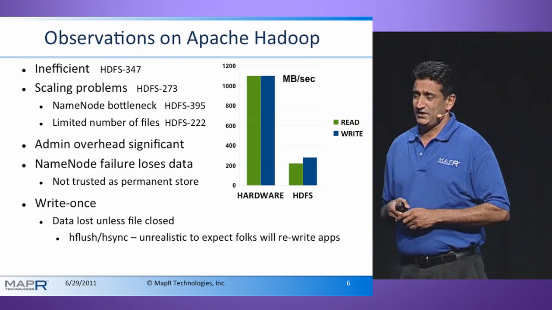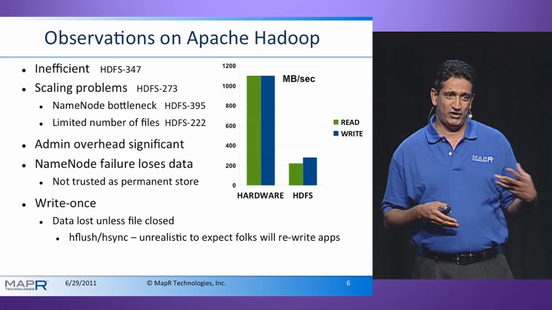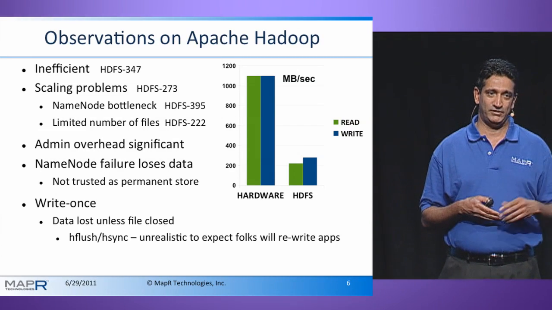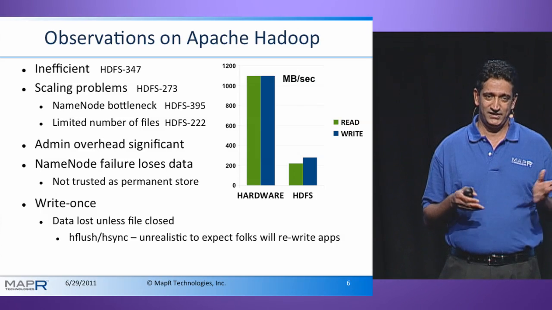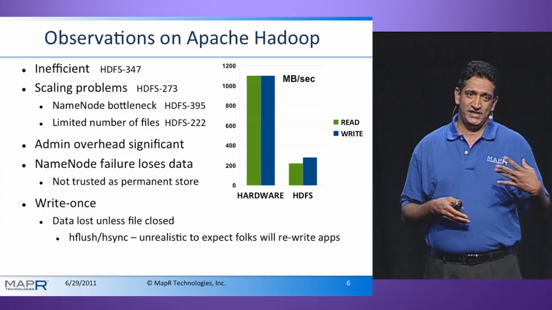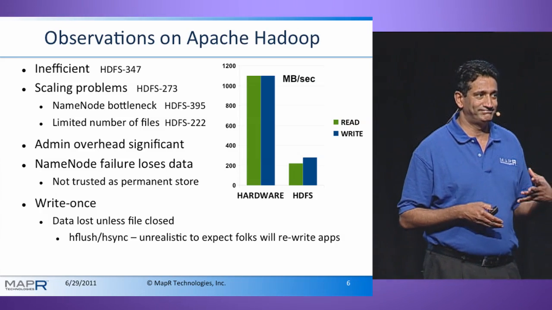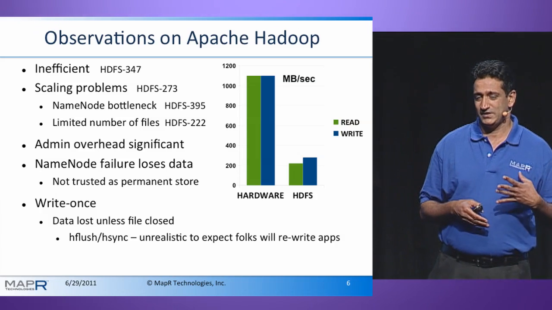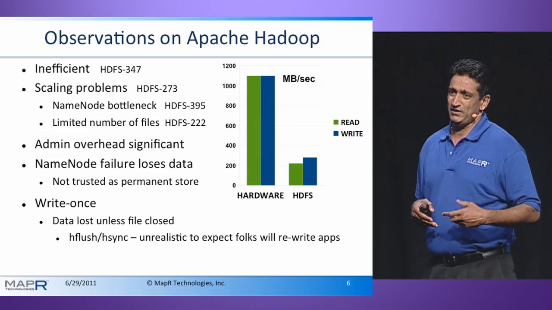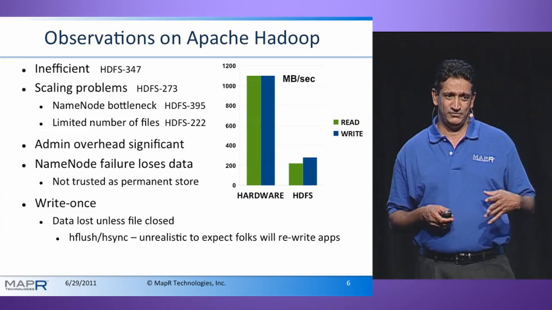It's a write-once kind of system. So if you're writing a large file, unless you close the file, all the data is lost. So if you've written a couple of gigabytes and something crashed, well, you just lost a couple of gigabytes. And so they introduced hflush and hsync, but it can still lose data because it really doesn't make it to disk. And it required a rewrite of a lot of apps to make use of it.